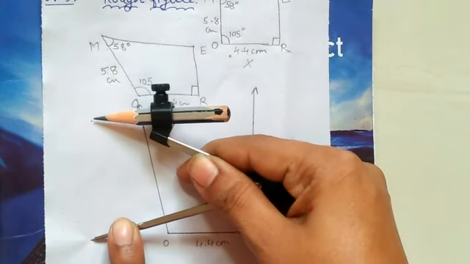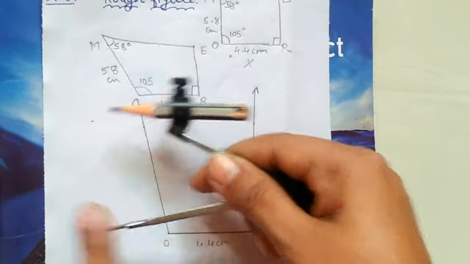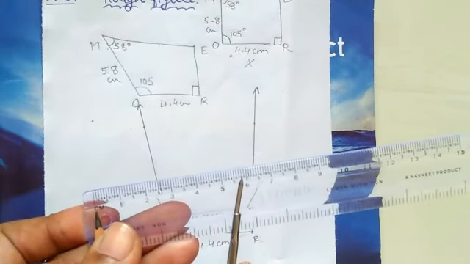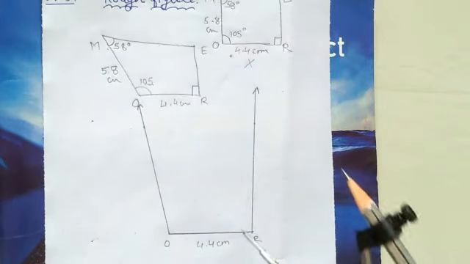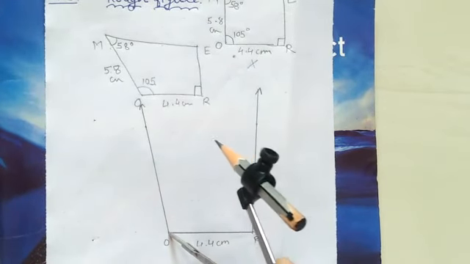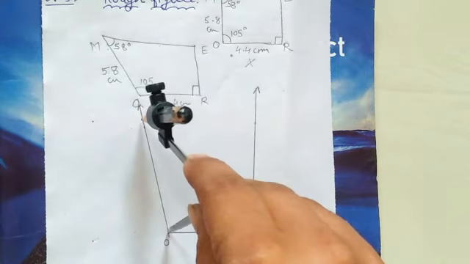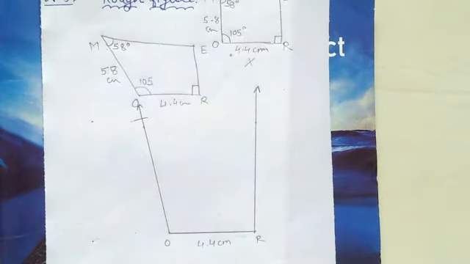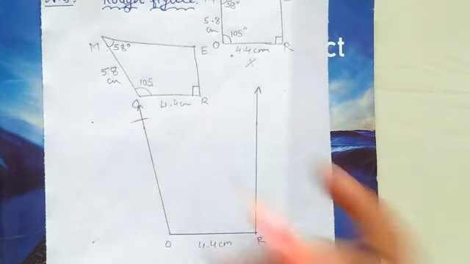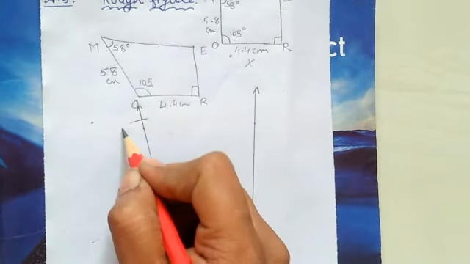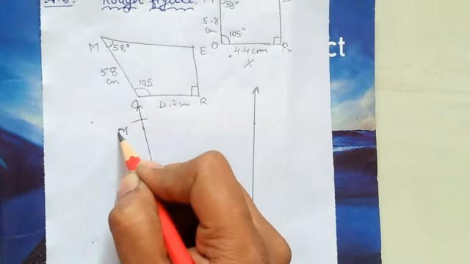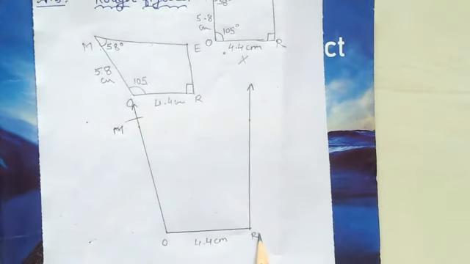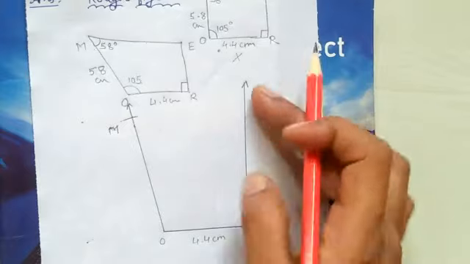Take it into the compass. Got it, students? You can cross check it this way. And then put the metal point over the point O and put an arc over the line. Then this one will be your point M. Got it?